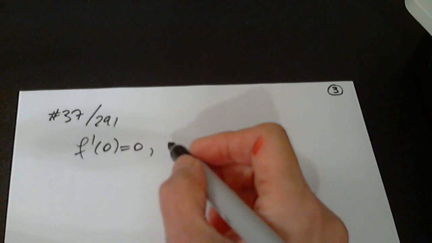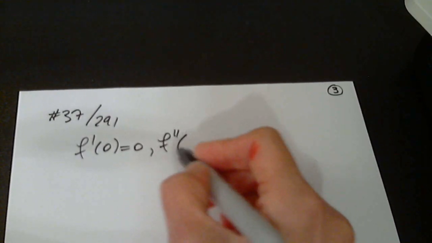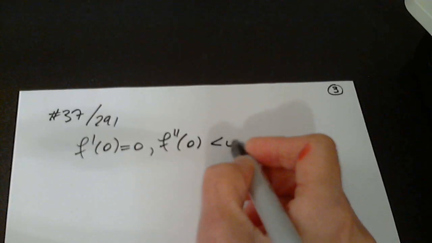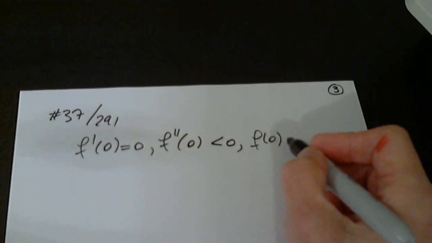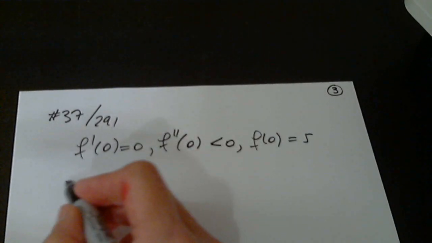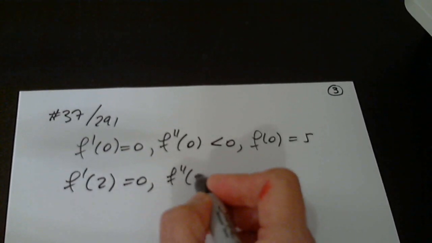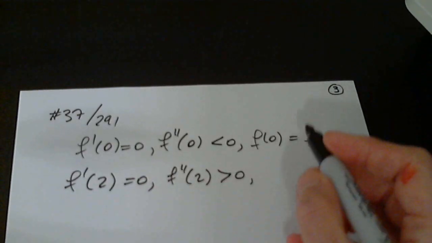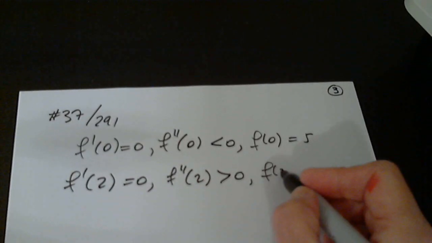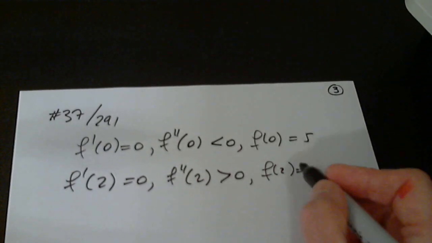This is total gibberish. It doesn't mean anything. I look at this and I have no idea what it means. We will clarify everything in a blink. F prime of 0 is 0. F double prime of 0 is less than 0. F of 0 is 5. F prime of 2 is 0. F double prime of 2 is greater than 0. F of 2 is 2.